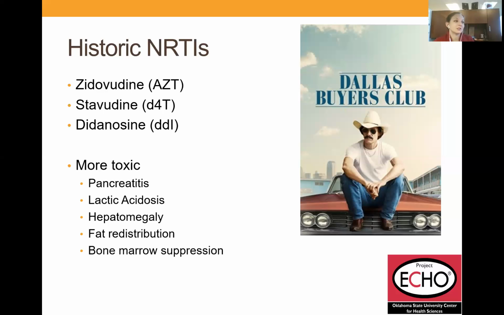So all 3 of these are very toxic. Pancreatitis, lactic acidosis, hepatomegaly, fat redistribution, and bone marrow suppression were all commonly seen. Bone marrow suppression was very common with zidovudine.